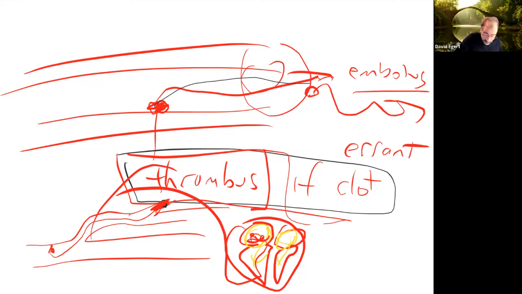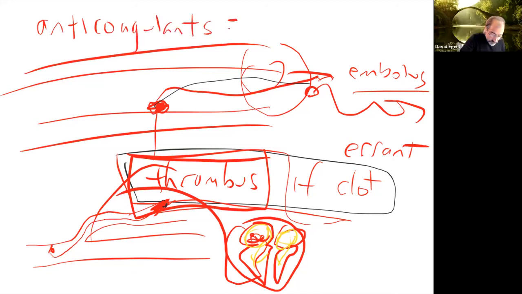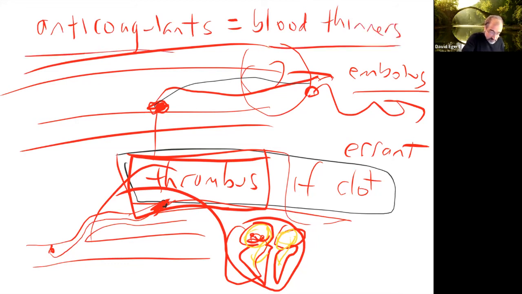People who are at an increased risk for thrombus, what kind of meds do you give them? Anticoagulants. Yeah, you give them anticoagulants, which we also tend to call blood thinners. That would be like the heparin that we saw in that capillary tube to keep the blood from clotting.